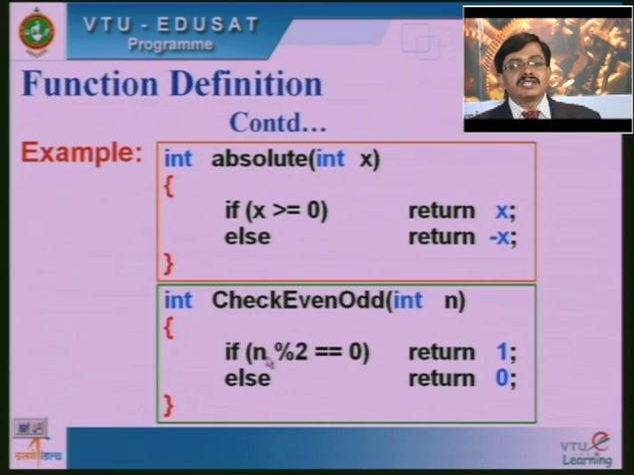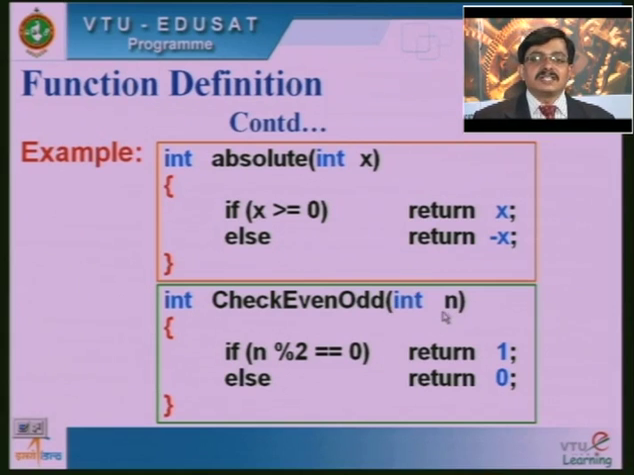What exactly is this function doing? If n mod 2 equal to 0, it returns 1. So, whenever the number is an even number, this function returns 1, otherwise it returns the value 0. Whenever this function returns 0, it means that the parameter we have passed is not an even number, and whenever this function returns 1, it means that the parameter we have passed is an even number. Fine. If it returns 0, then it is an odd number.